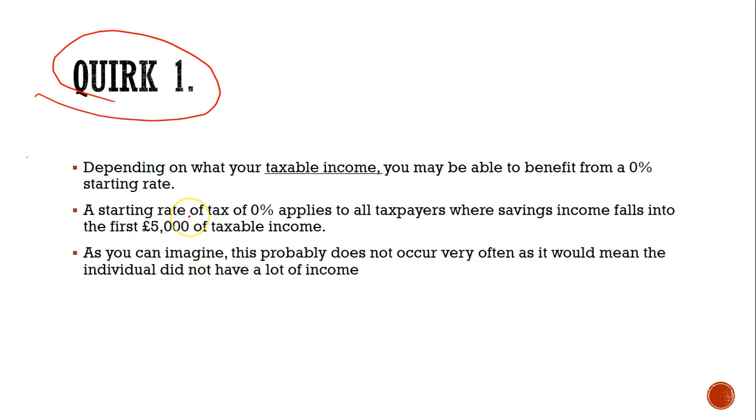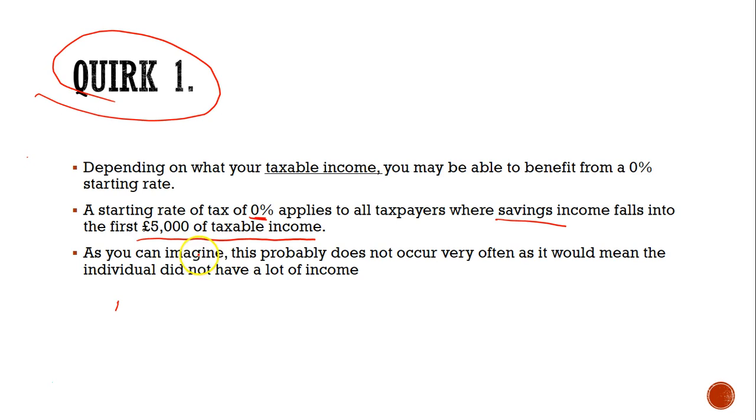Let's just allow people to enjoy this benefit of 0% if their savings income falls into the first 5,000 of taxable income. So what am I saying here? Taxable income is what you have after you've dealt with your personal allowance. But remember that your personal allowance comes off your non-savings income first. We'll do a couple of examples to show you.